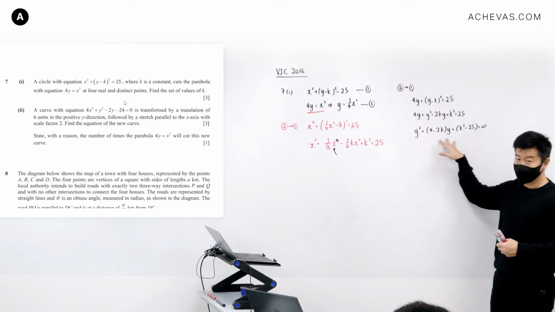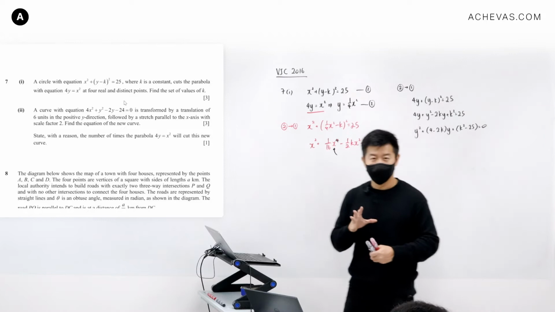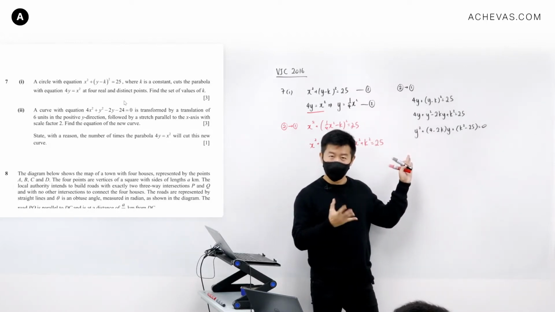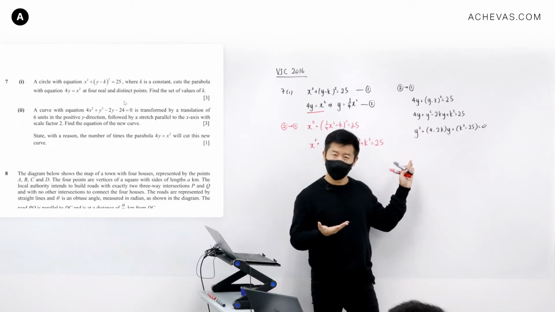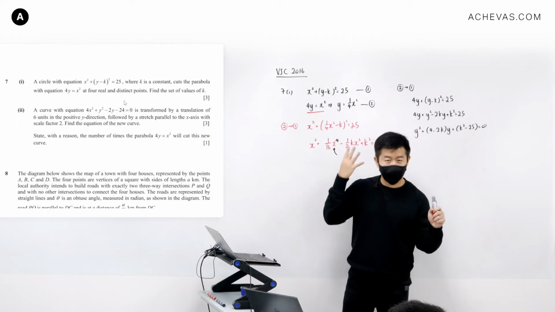Okay, this is easier to process, but do you realize there's still a problem? Because this is quadratic, what do you think you will do? Discriminant? But you know what this question says? This question says that there are 4 intersections.